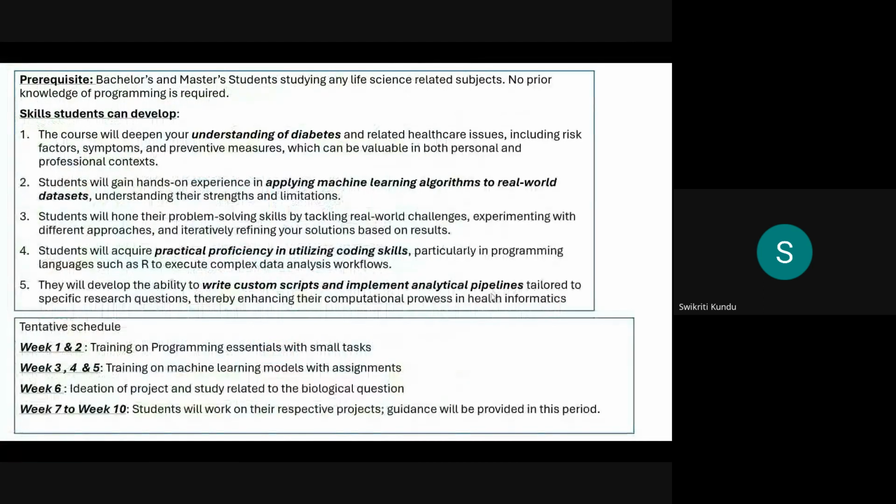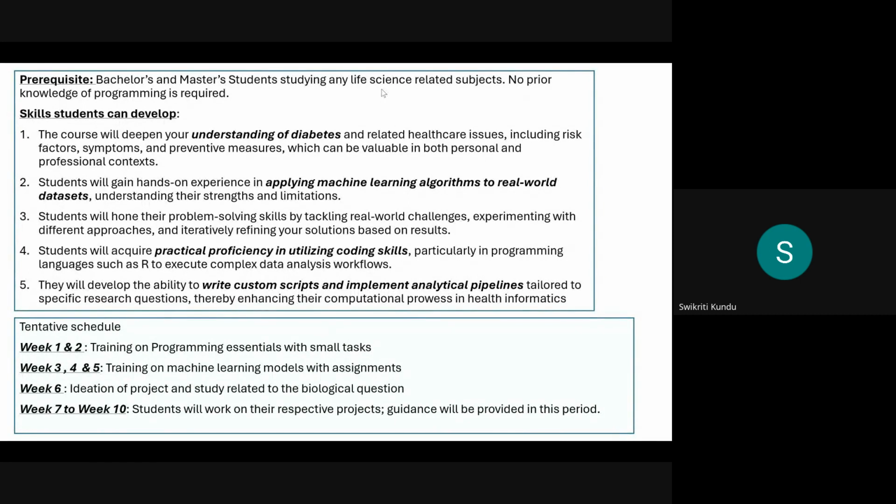So let's start about the project. This project is basically on health informatics. In this project, no prior knowledge of programming is required, so I will try to introduce you to programming languages. You will be able to improve your skills, including understanding of diabetes and related healthcare issues, including risk factors, symptoms and preventive measures, which can be valuable in both personal and professional contexts.